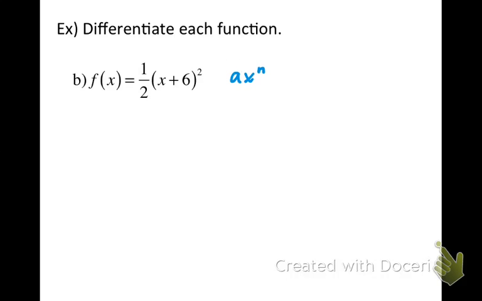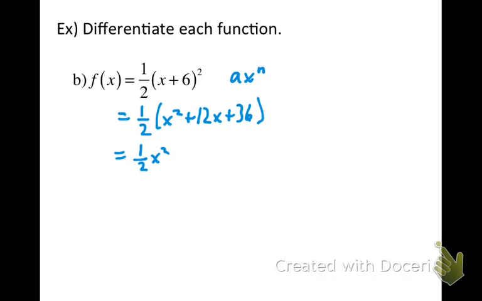In order to make that happen for this, I'm going to need to square the x plus 6. So let's make this 1/2 times x squared plus 12x plus 36. And then we'll go ahead and distribute the 1/2.